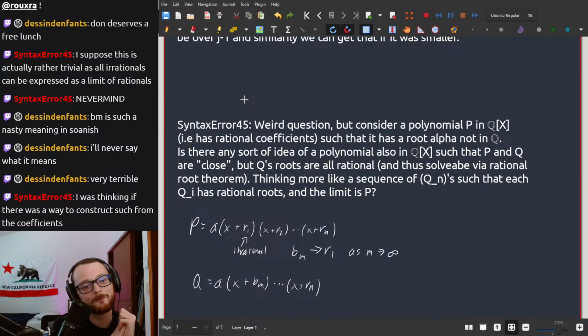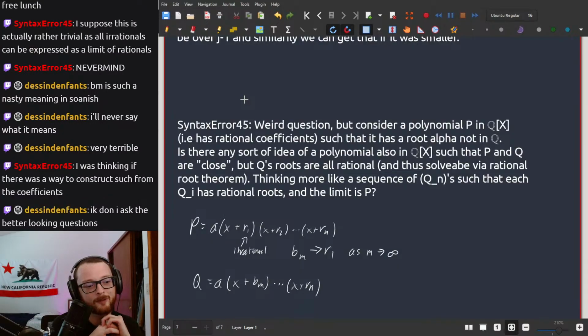I wonder if there's like a Vieta's type of thing, because I know that Vieta's formulas relate the roots to the coefficients, right? I don't know if it's specific enough though, because you can't isolate the irrational root.